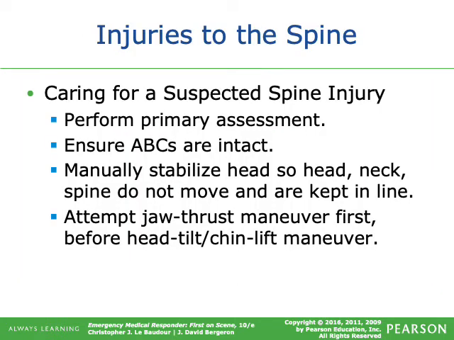Caring for a suspected spine injury, you're going to perform your primary assessment. Ensure ABCs are intact. Manually stabilize the head so the neck and spine do not move and are kept in line. Attempt the jaw thrust maneuver first. If that doesn't work, you can move into the head tilt chin lift maneuver, only if you can't open the airway with the jaw thrust.